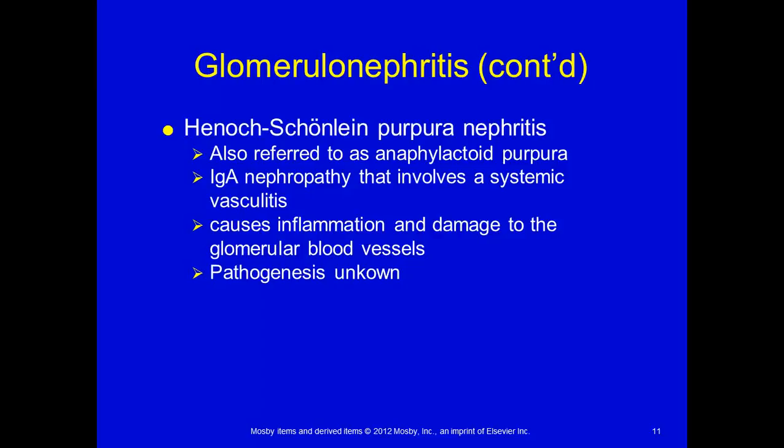It's a systemic vasculitis, but it's specifically purpura nephritis. So it's purpura that occurs in the nephron. What do you think might happen? Well, first of all, you're going to see inflammation and damage to those glomerular blood vessels. Okay? That's kind of a given. But what do you think the symptomatology would be if you've got damage and small microcapillary bleeding going on in the nephron, or in the glomerulus specifically? What do you think you're going to see?